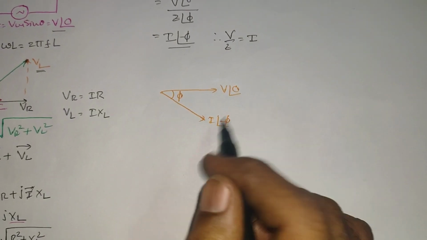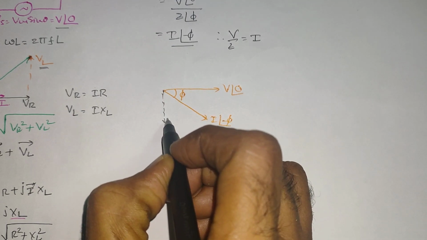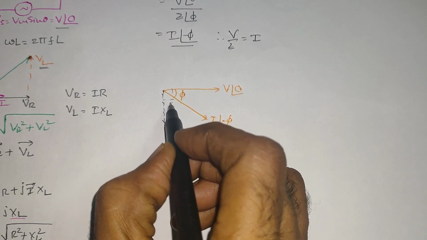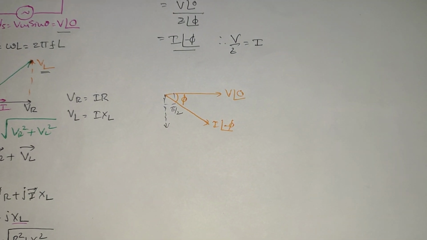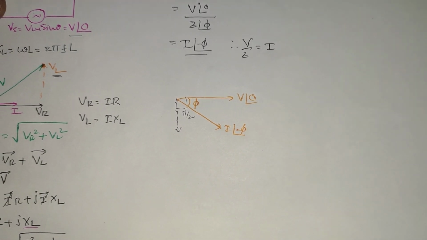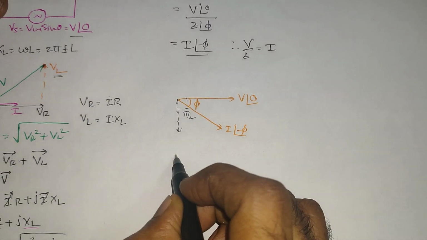So here, for a pure inductive circuit, this would be 90 degrees. These things we have seen in our previous classes. Now, the voltage and current can also be represented in a vector waveform.